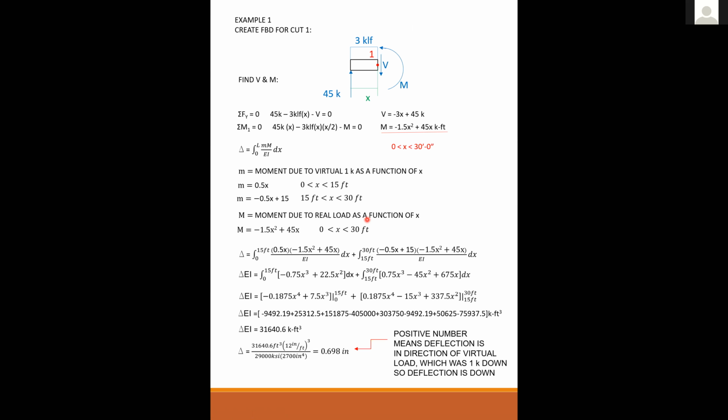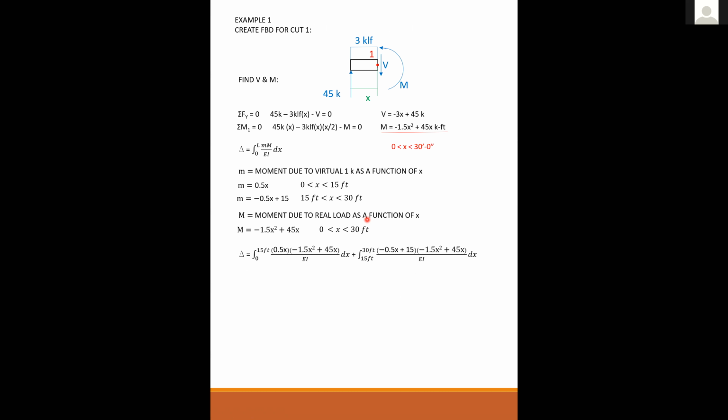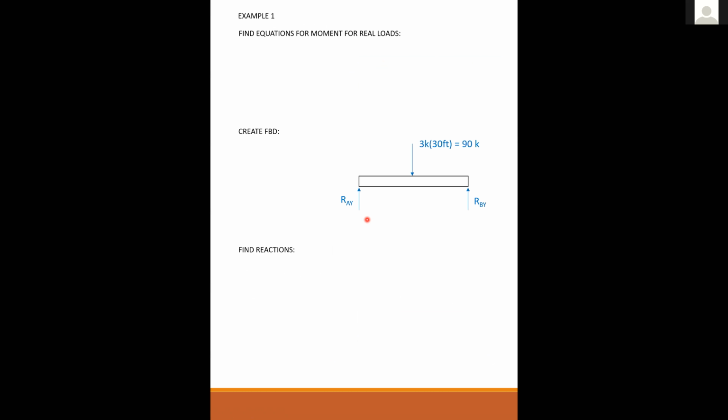Okay. Yes. If we go back to the FB, the free body diagram of the virtual load, why did we do 2 cuts when it is symmetrical?